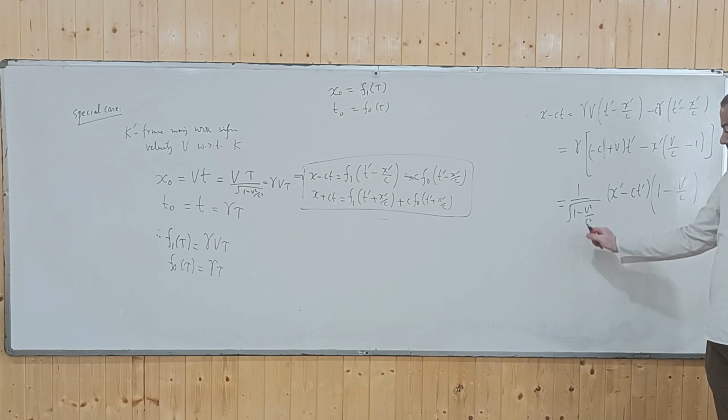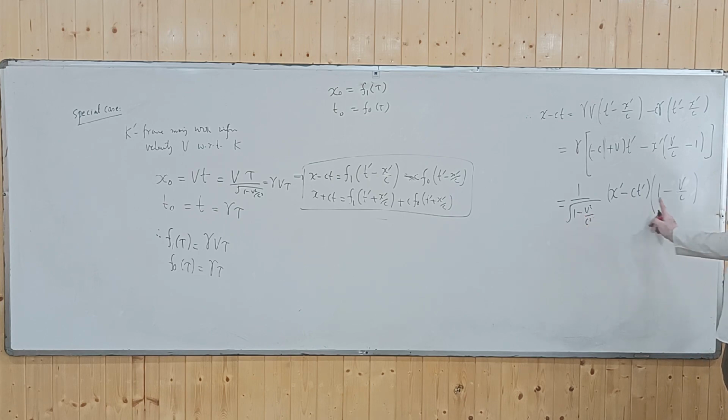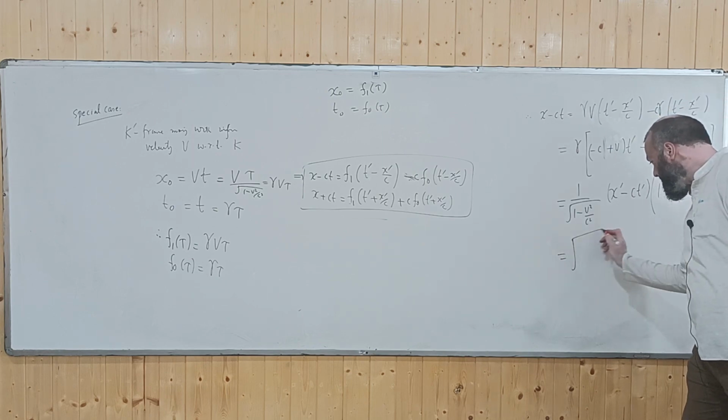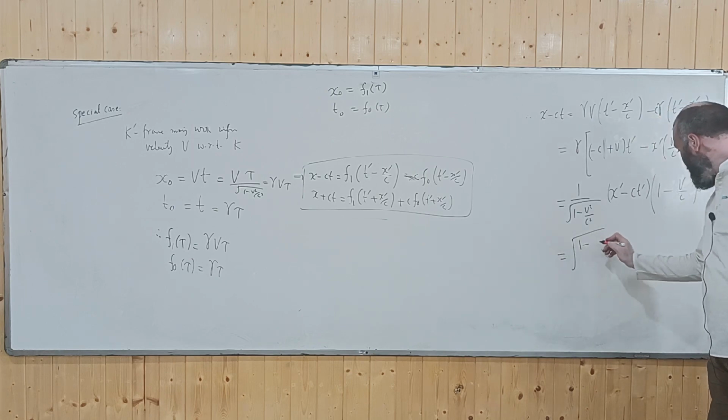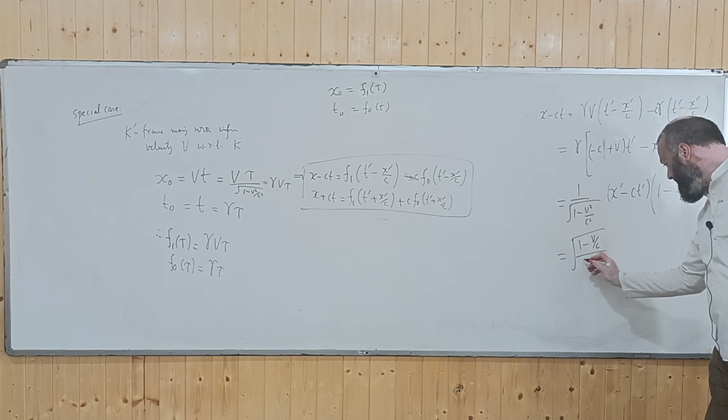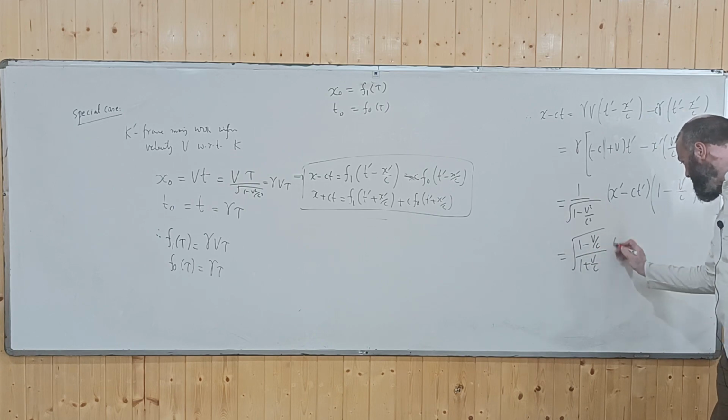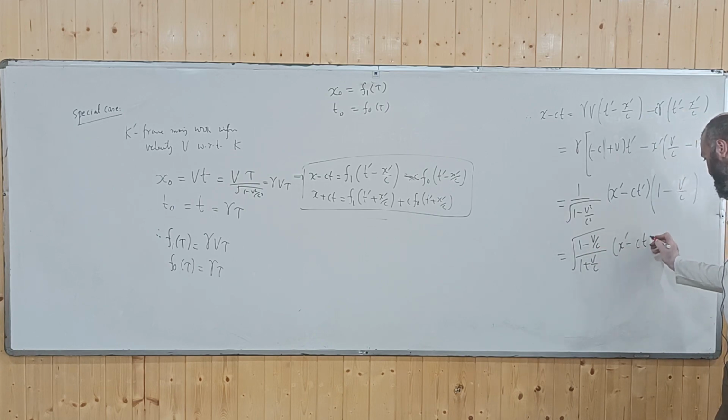Clear? So now the root of it is 1 minus v squared by c squared. You can put that as 1 minus v by c into 1 plus v by c. The 1 minus v by c will cancel out with the root. So it will be root of (1 minus v by c) divided by (1 plus v by c) into x prime minus ct prime.